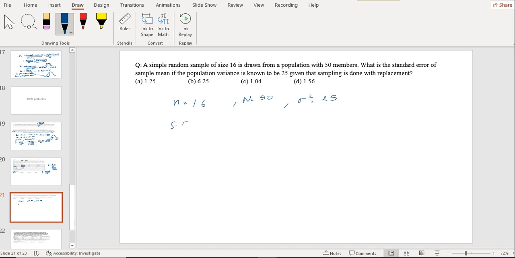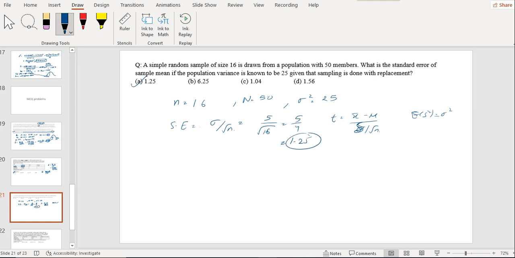Like I told you, when the population variance is known, then the standard error is always sigma upon square root of n, right? Otherwise we use the t estimate, x bar minus mu, but in that case the condition is that the population standard deviation is unknown, then we use capital S upon square root of n, because the expectation of capital S square is sigma square. But if population variance is known, then we use sigma in place of S. So what is sigma? It is 5. What is square root of 16? That is 4. So 5 upon 4, its value comes out to be 1.25.